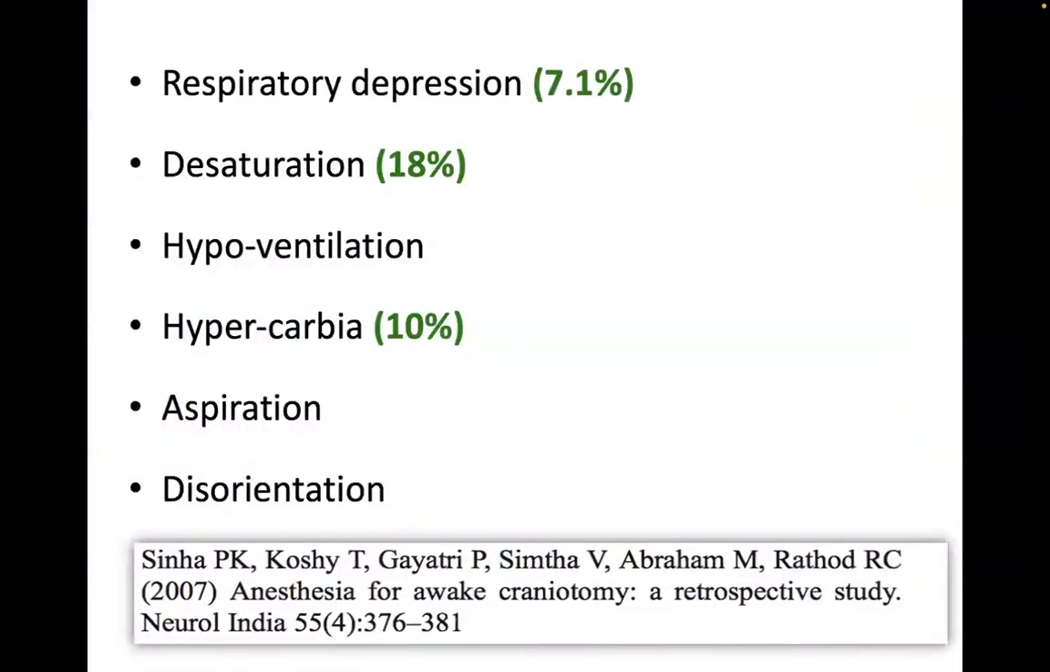The problem with agents like propofol and remifentanil is respiratory depression, the incidence of which is around 10%. Similarly, the use of propofol and remifentanil has been associated with desaturation, hypoventilation, and hypercarbia, and both hypoventilation and hypercarbia can lead to raised intracranial pressure. Similarly, a drop in the GCS can end up in aspiration and disorientation. These are the common problems mostly associated with the use of propofol and remifentanil, or any sort of narcotic. These are very important side effects, and ultimately we might end up with adverse consequences.